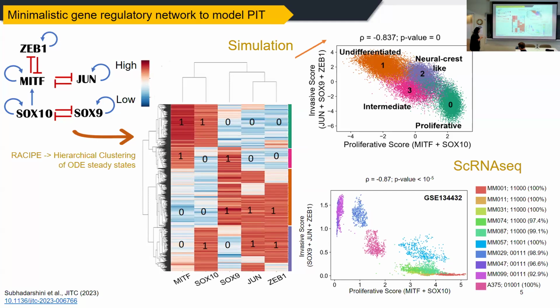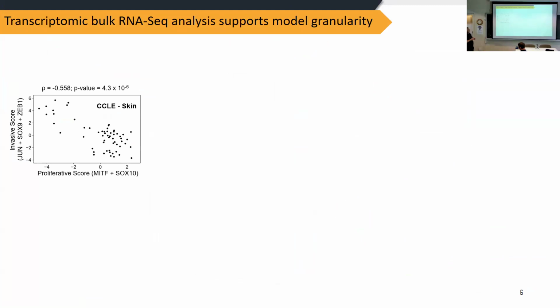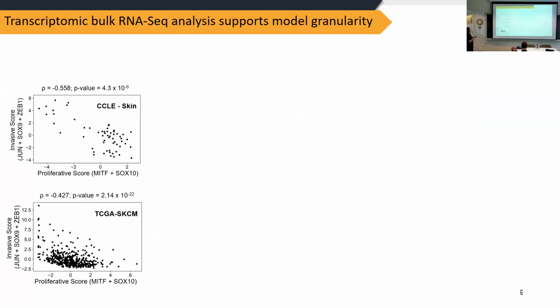to the next part. Even before going to single cell resolution, we look at bulk data. CCLE is basically all the cancer cell lines, and TCGA is basically all patient tumors. And you would still see that even if you define the proliferative score with just 2 genes or the invasive score with just 3 genes, there is a good antagonism that you see.